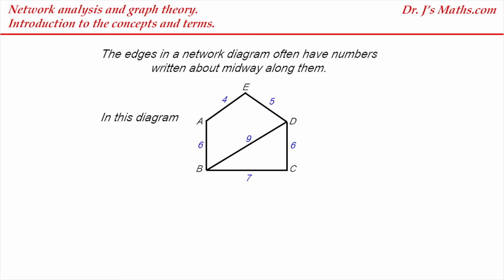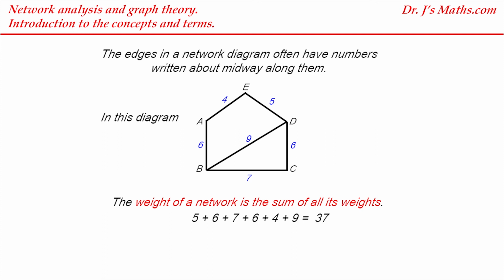So we have a look at our modified diagram because now I've put blue numbers in there to indicate these weights. So each of those blue numbers is a weight, and the weight of the network is going to be the sum of all of its weights. So we just add the numbers, 5 plus 6 plus 7 plus 6 plus 4 plus 9 gives us 37. So the weight of this network is 37. That'll become very important in a future video.